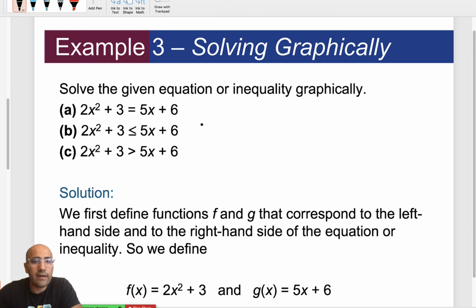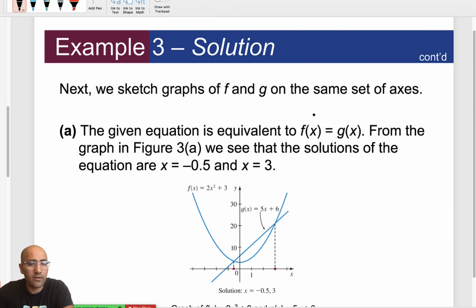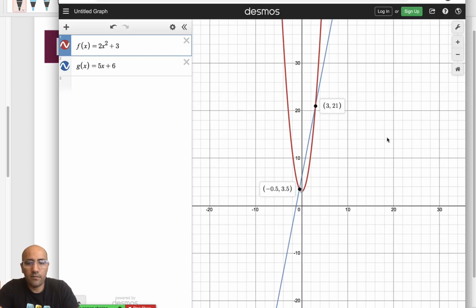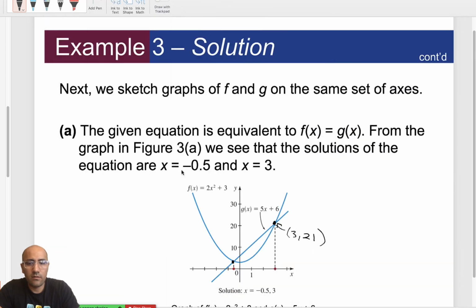So now that I have the really nice graph over there, I can do a really rough sketch of what this thing looks like. So from the Desmos, I could tell that this was the general graph. And we could tell that these ordered pairs right there were 3, 21, and the other one was negative half and 3.5. Good. So we can tell that those are the 2 answers to part A.